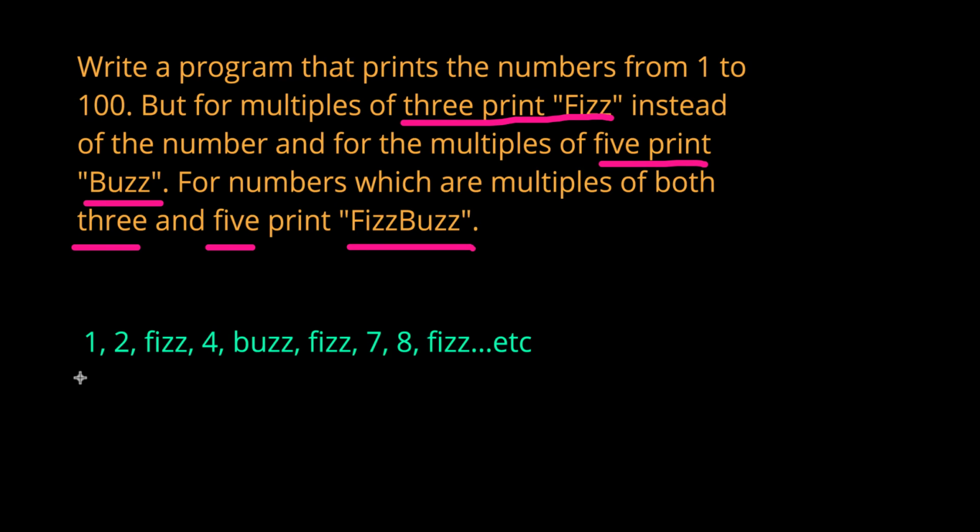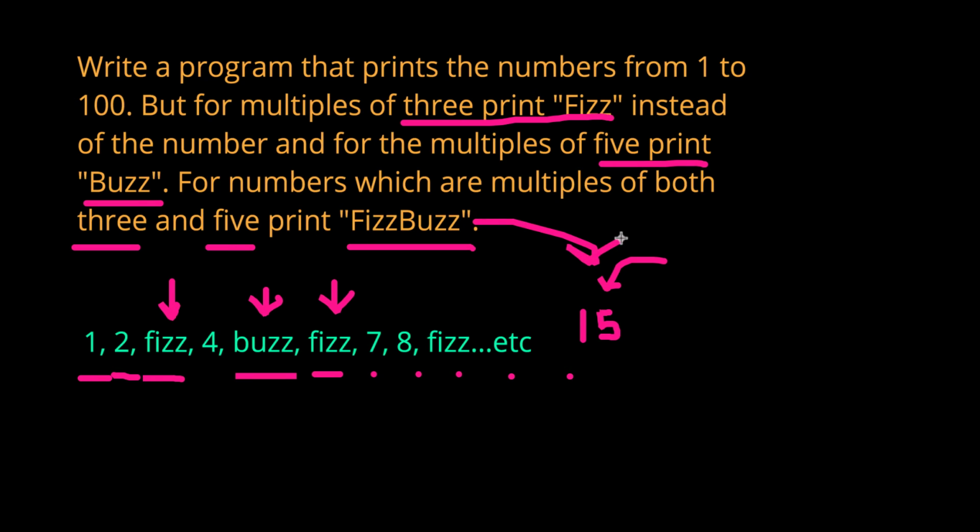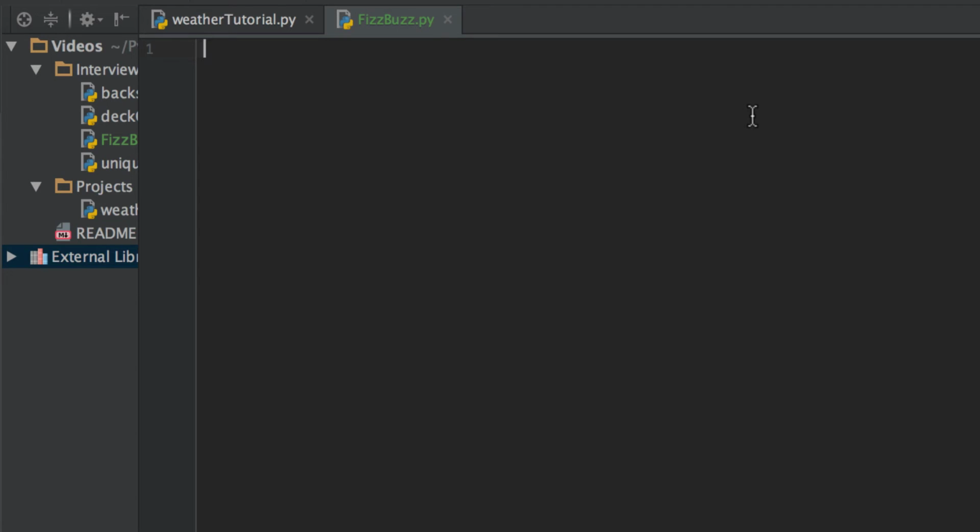So as we can see in a little example here, 1, we would just print 1, 2, print 2. Now, 3 is obviously a multiple of 3, so we would print fizz. 5 is a multiple of 5, so we would print buzz. 6 is a multiple of 3, so we would print fizz, and so on. Eventually, we would get to the number 15, which is a multiple of both. So for number 15, we would print fizz buzz. And you just have to do that for every single number from 1 to 100. So let's jump straight into our code and see how we can solve this problem in Python.